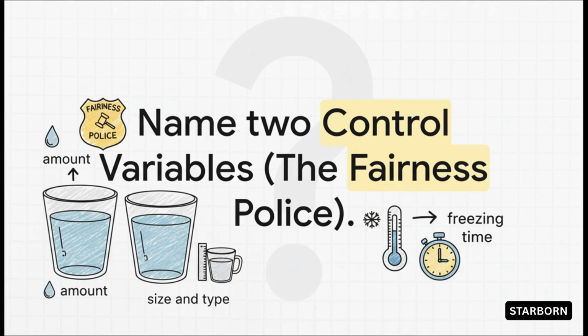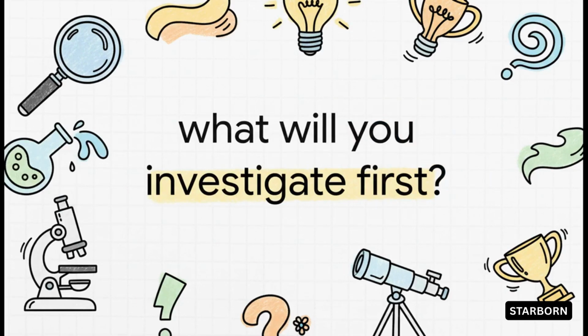Okay, time's up. He would absolutely have to use the exact same amount of water in both cups, right? And he'd need to use the same size and type of cup. If he doesn't control for those, his results are meaningless. And just like that, your quest is complete. You now hold the secret keys to a fair test.